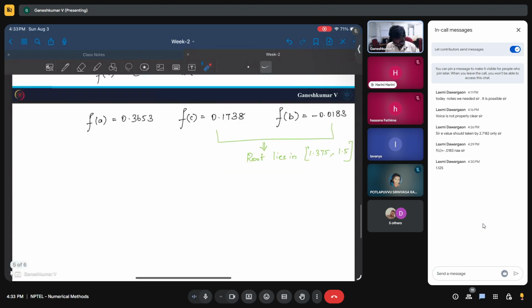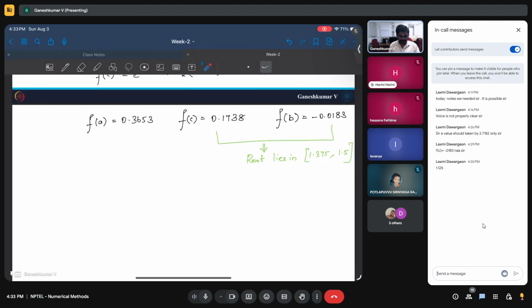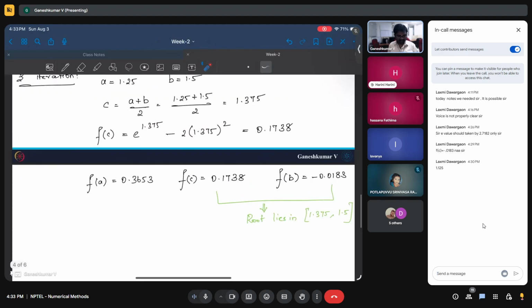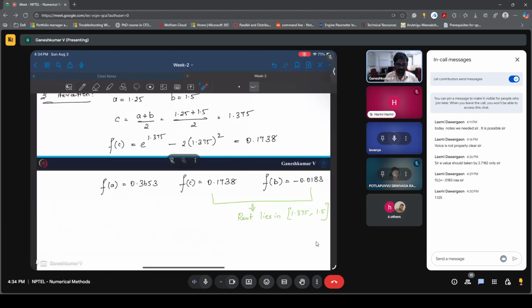So, basically, we can continue this, or we can do something interesting. This is the third iteration. We haven't yet found out what the real value is, right? So instead of doing this continuously, I will show you a small MATLAB script in which we can solve this problem very easily. Just give me a couple of minutes.